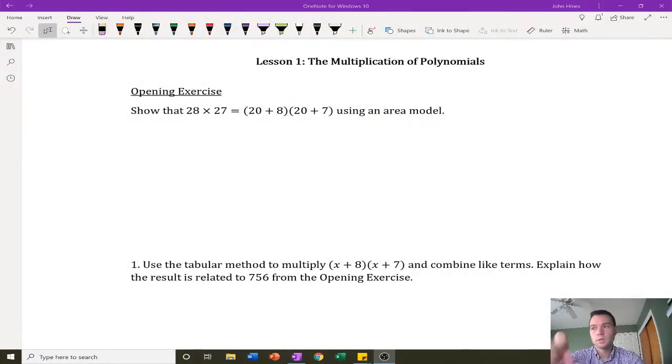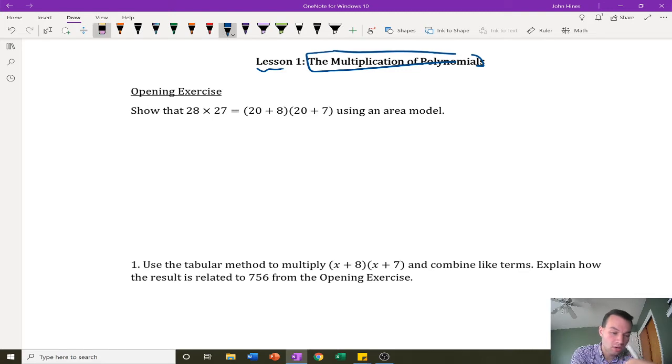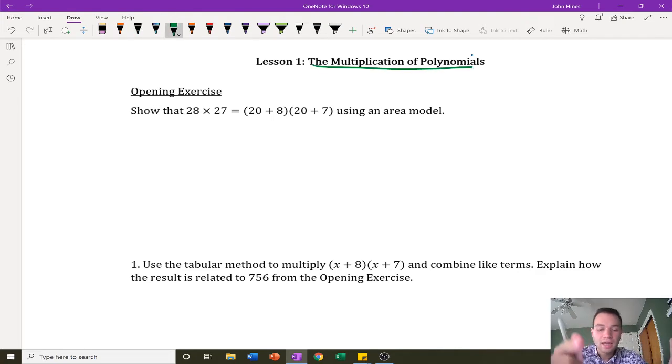Hi everybody, in this lesson 1 here, we're going to be looking at the multiplication of polynomials. So Unit 1 is all about these things called polynomials, and we're going to first start by reviewing how we can multiply them, which we learned about back in Algebra 1. So in this lesson, we're going to be multiplying polynomials.